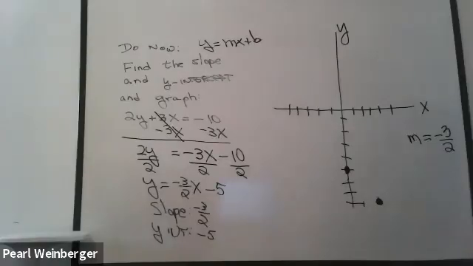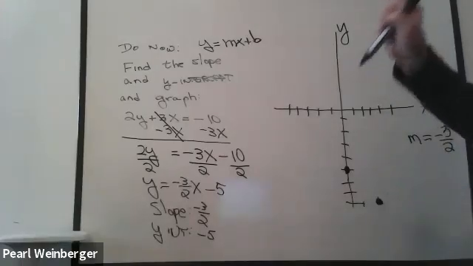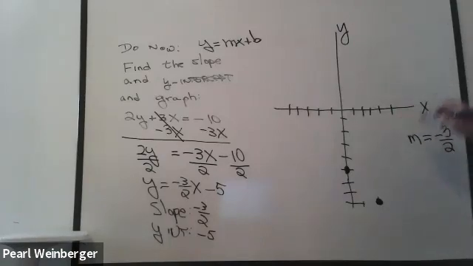Do you want to do another point? Do you have to? Sure. No, but you can. Start from the -5 intercept and go up 3 and 2 left. Oh, very good. That was a very good idea.